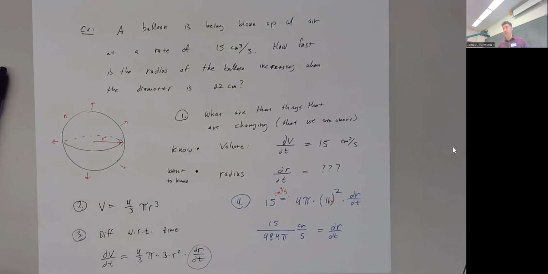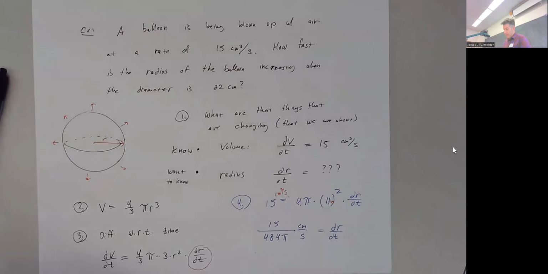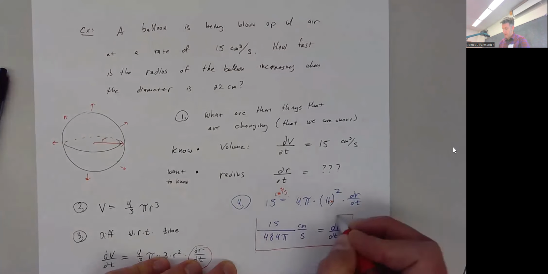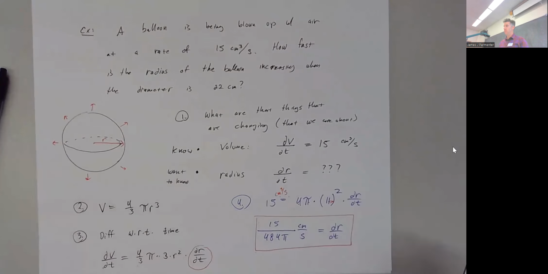Any questions about any of this? Yes, I would leave the answer as 15 over 484 pi centimeters per second. And so if I was trying not to write any words, I would leave it like this. But I might also write the words, like literally, the radius is increasing at this number, centimeters per second.